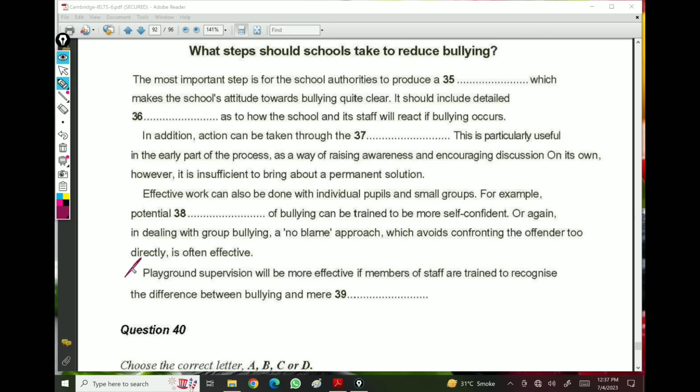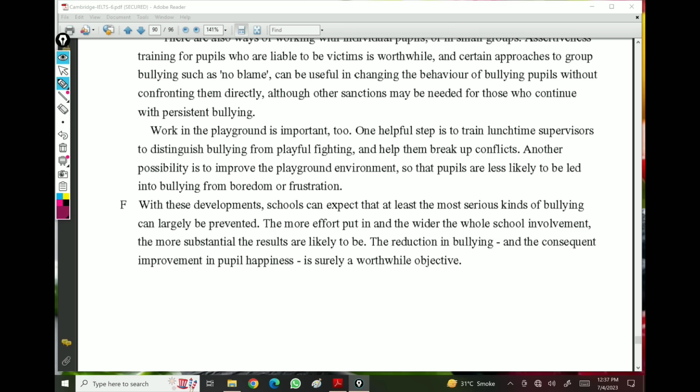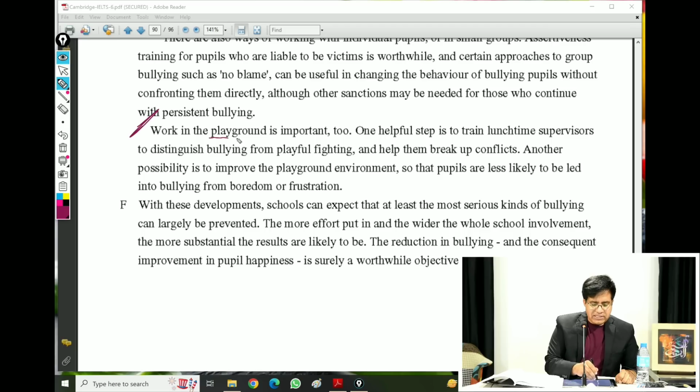Alright, question number 39. Playground. Now playground is your clue word. Playground supervision will be more effective if members of staff are trained to recognize the difference between bullying and dash. Now what is the second thing? Difference between bullying and mere dash. Okay, that's good. Which paragraph is that? Very next paragraph, exactly. Work in playground, as it was your clue word.